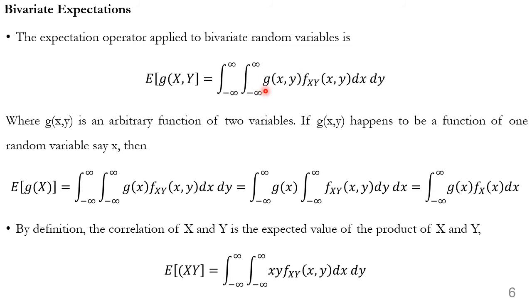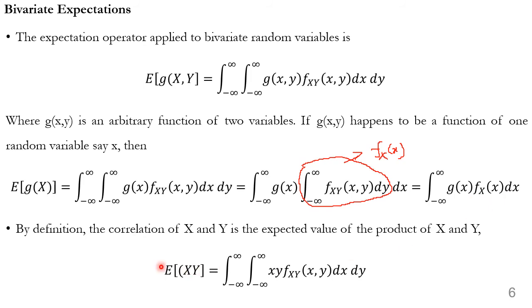Sometimes this g may be a function of only one random variable. Let us consider the case where it is a function of the random variable X. In that case, we can rewrite this as the integral from minus infinity to infinity of g(x) dx, times the integral from minus infinity to infinity of f_XY(x, y) dy. And if you observe here, this entire thing is given by f_X(x). So we can simplify this further as the integral from minus infinity to infinity of g(x) f_X(x) dx.